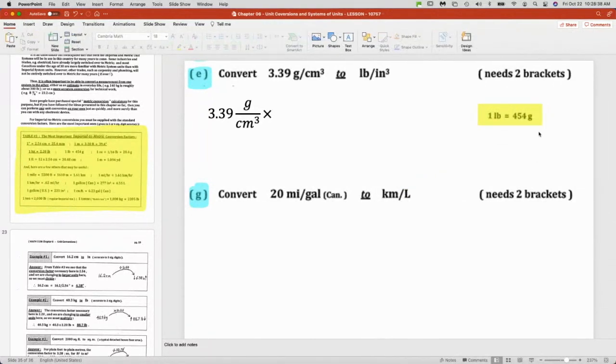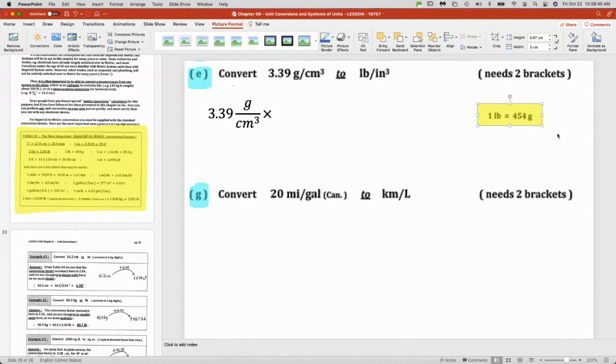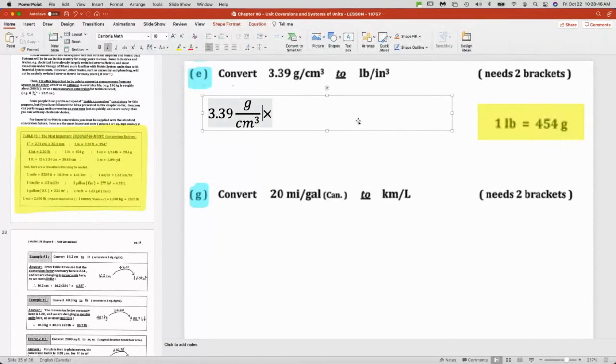So there you go. 1 pound is 454 grams. That's a nice one to know. So we'll do that here. 454 grams in 1 pound. And you already did millimeters and inches earlier, so this should be light work for everybody, hopefully.